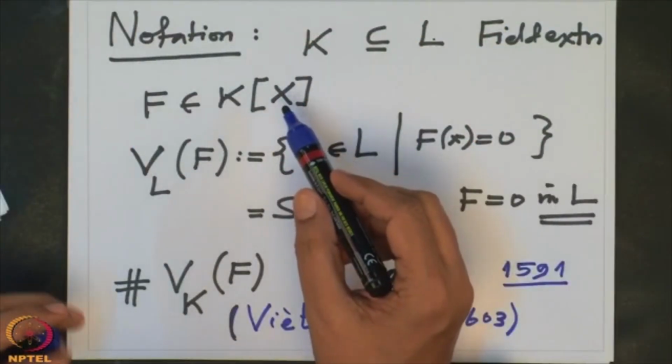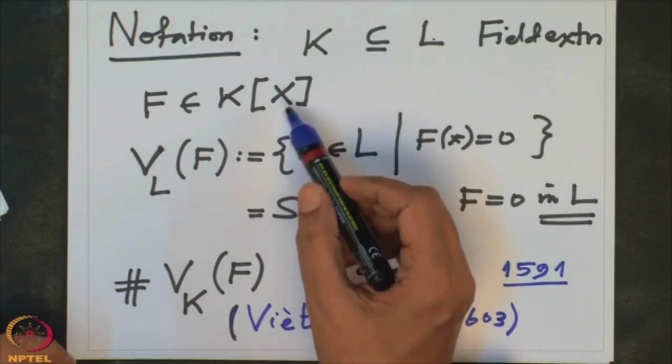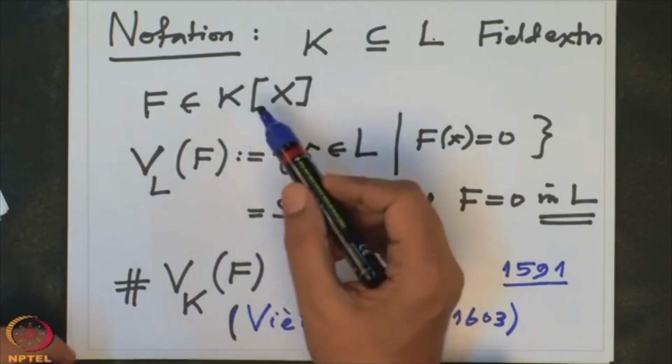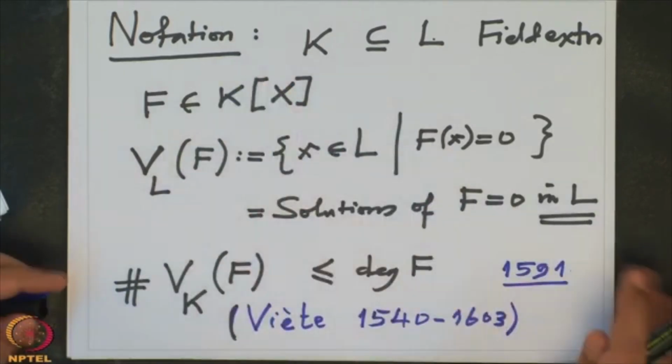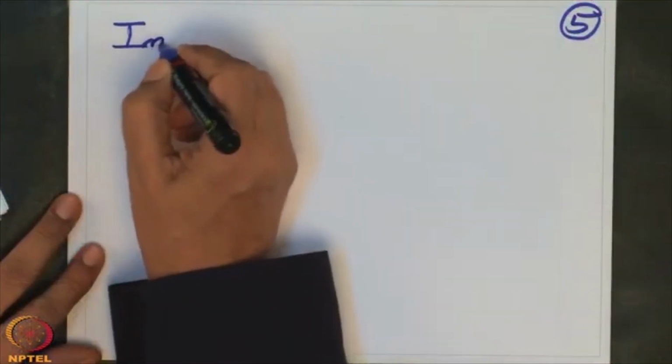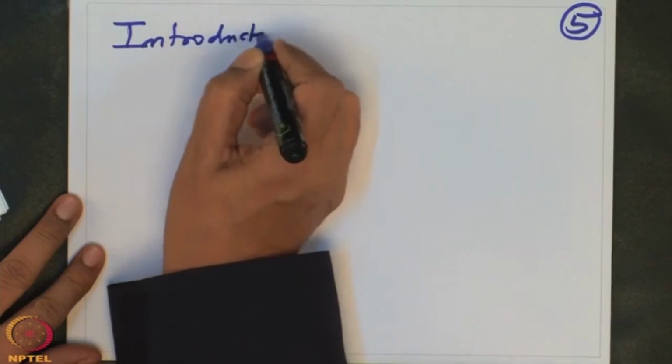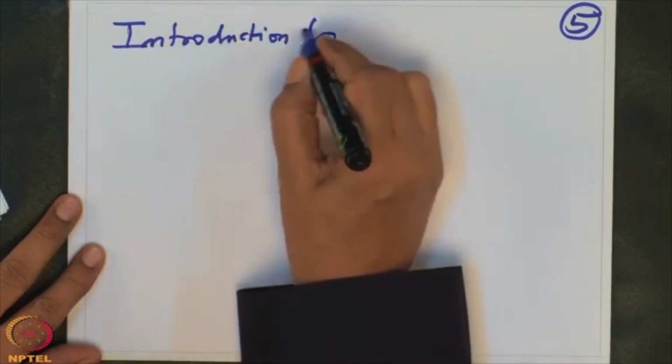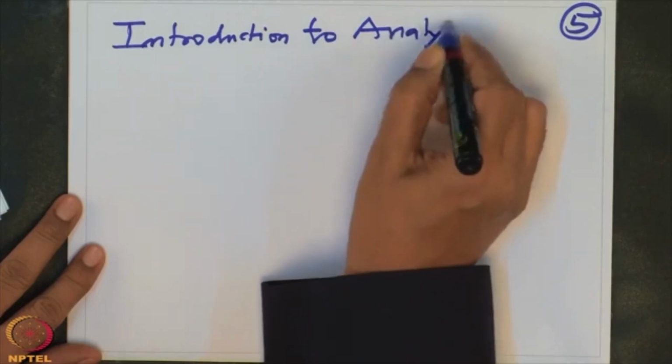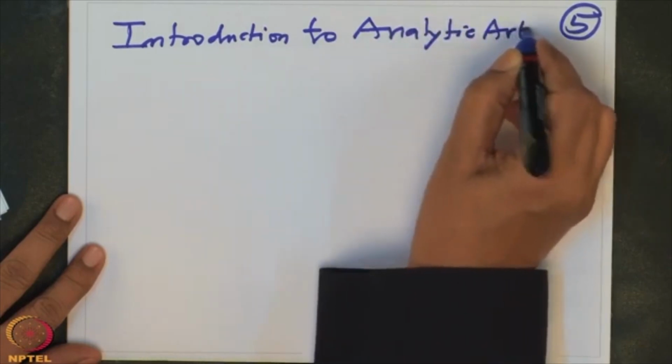Actually, the notation capital X to denote the variable in a polynomial, also this polynomial ring, that notation is also due to Viète. And in fact, he has written a book. The book I just mentioned is interesting. It is called Introduction to the Analytic Art. This is Viète.